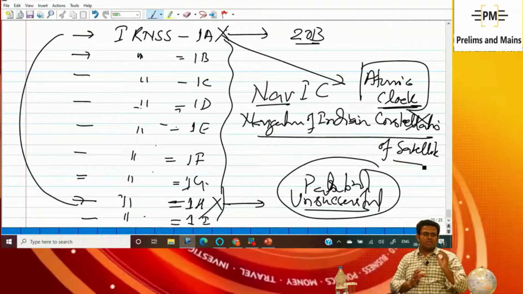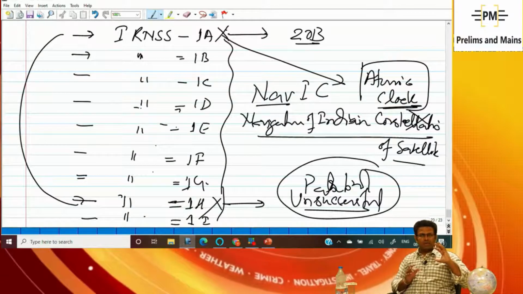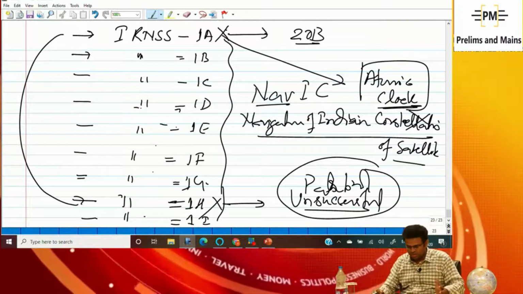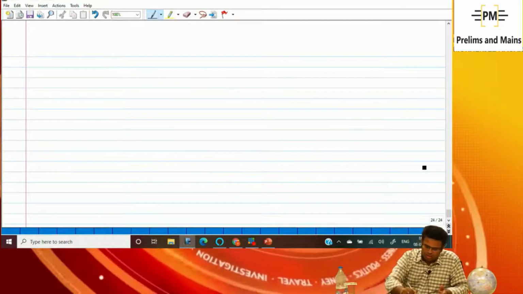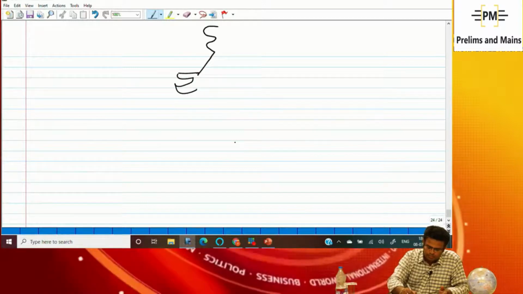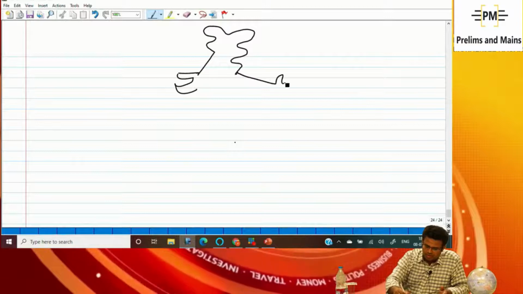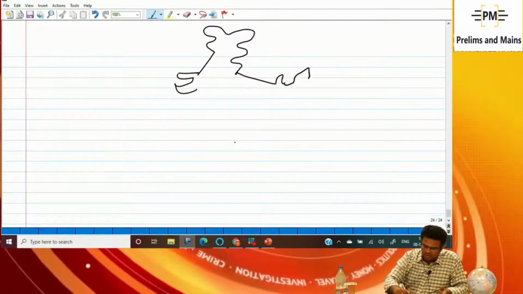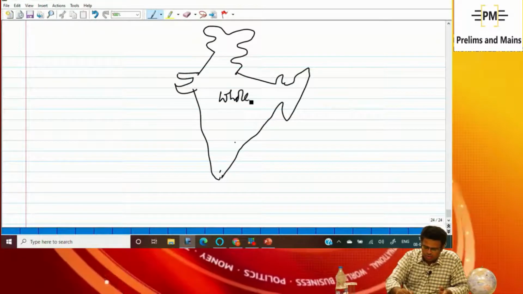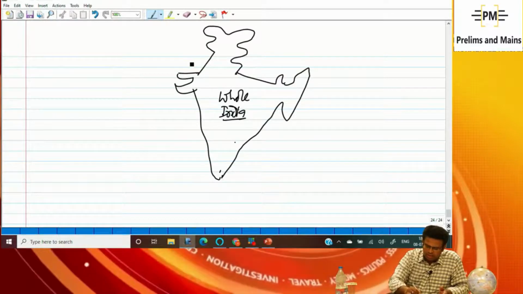IRNSS is a single satellite system. It is not a single navigation satellite, but I said that the 7 together will help in the navigation of India. Because of these 7 satellites we can say that it is covering the whole of India, from 36,000 kilometers above.